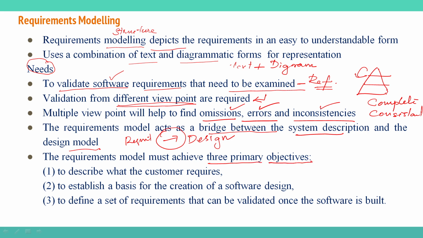One, to describe what the customer requires. You must say very specifically what the customer needs. Then, to establish a basis for the creation of the design. Based on this, we have what we call the SRS. The SRS is the final document of your requirement engineering process. Once your requirement engineering process is over, you will get an SRS. This SRS will act as the basis for your design. So from the SRS, you go into the next stage called design. If your SRS is not correct and not in a model, you cannot go for the design.